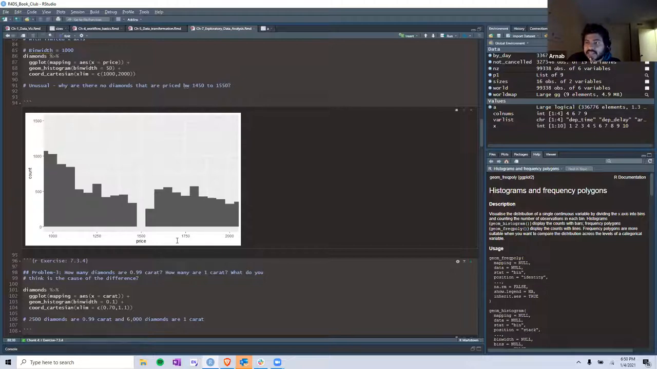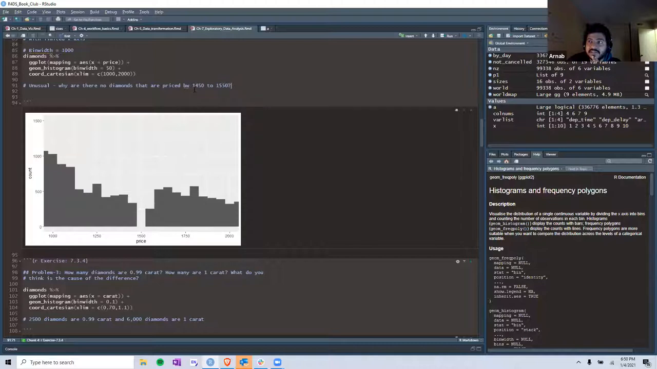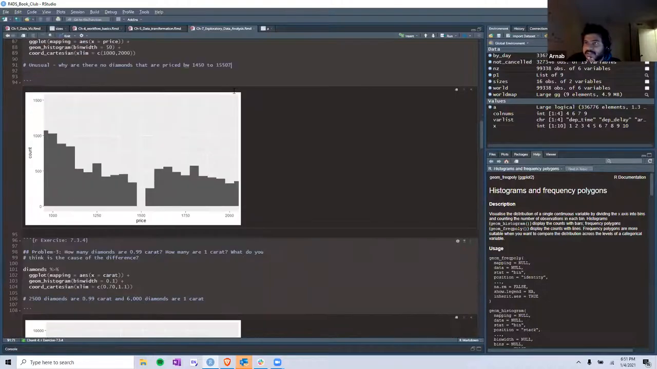So this graph tells us that there are no observations where the price of a diamond is between 1450 to 1550, which is very unusual, very weird. I don't know why this is the case. Zooming into the distribution, we see that there's no diamond that is priced between 1450 and 1550. Does anybody have any clues on how to explore this further, or why this might be happening? Okay. So that's another question that I had. If anyone has any thoughts, that would be great.